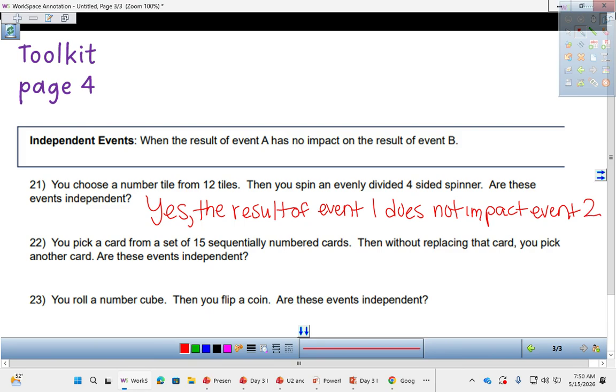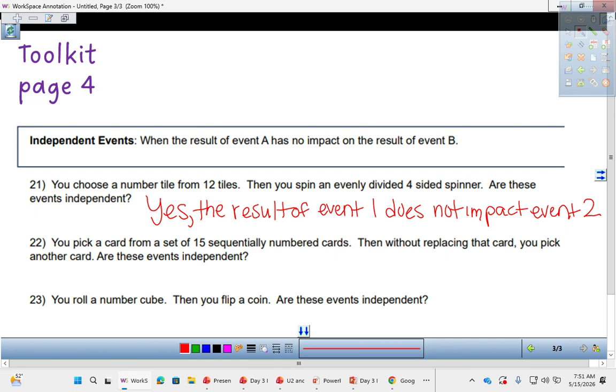You pick a card from a set of 15 sequentially numbered cards. Then without replacing it, you pick another card. So I'm like, okay, Bryce, here's 15 cards. Pick one. He keeps the card. And then I go, okay, Emma, you pick one. Does what he gets impact what she gets? Because if he picks a 2, he keeps it. Can she pick the 2? No. So his result impacts her result. That's dependent events, all right?